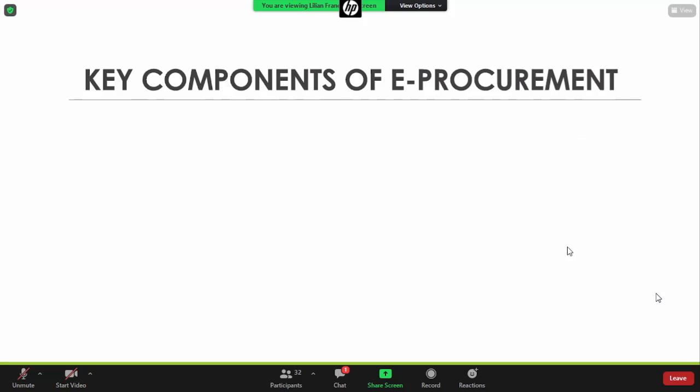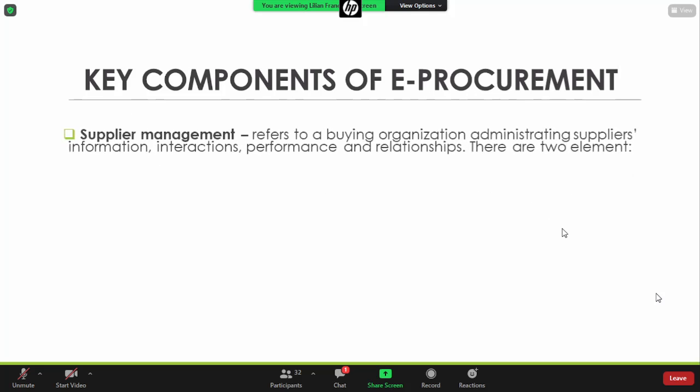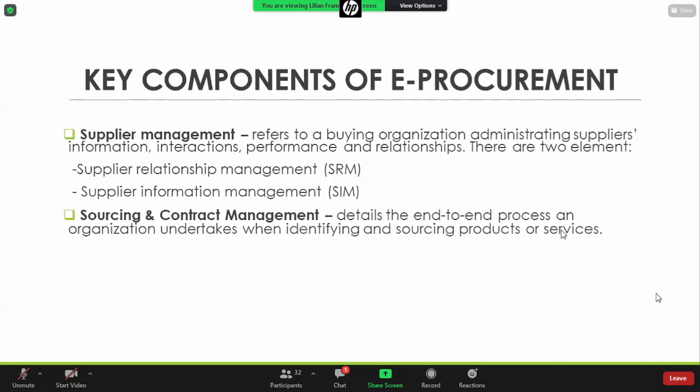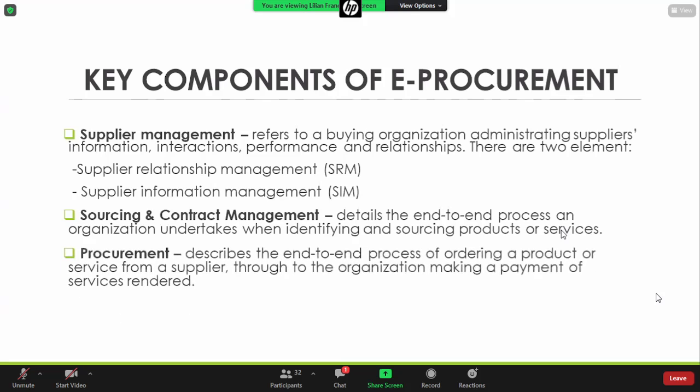Next is the key components of e-procurement. The first one is supplier management, which refers to a buying organization administering suppliers' information, interaction, performance, and relationship. There are two elements: supplier relationship management and supply information management.